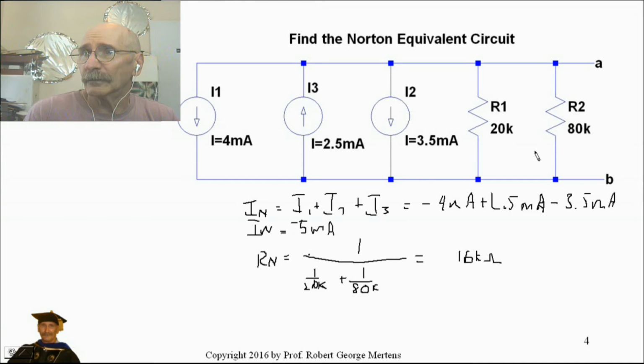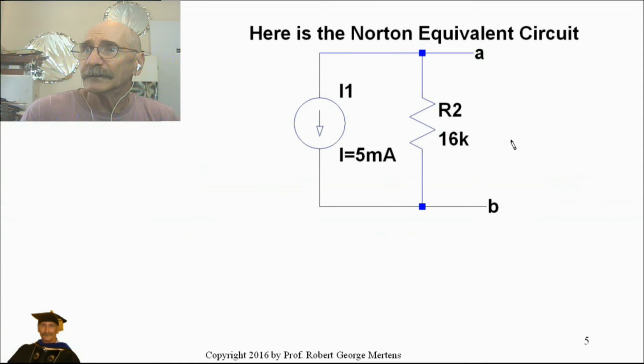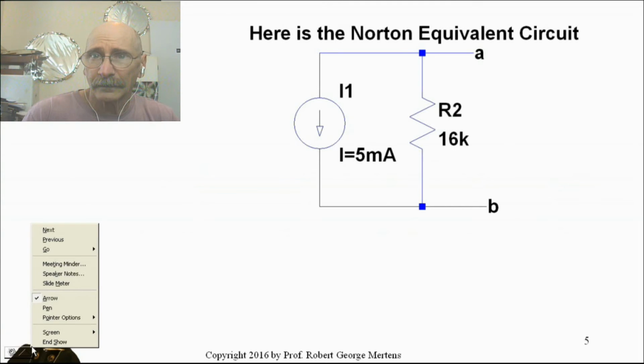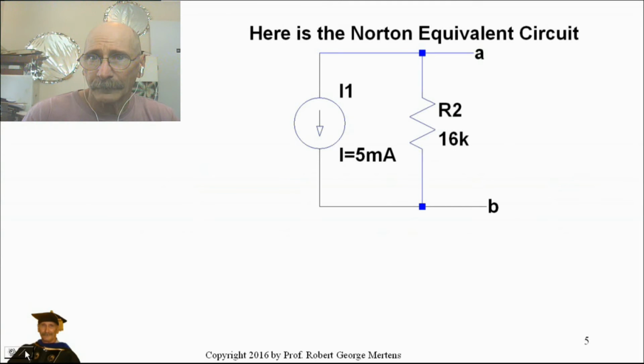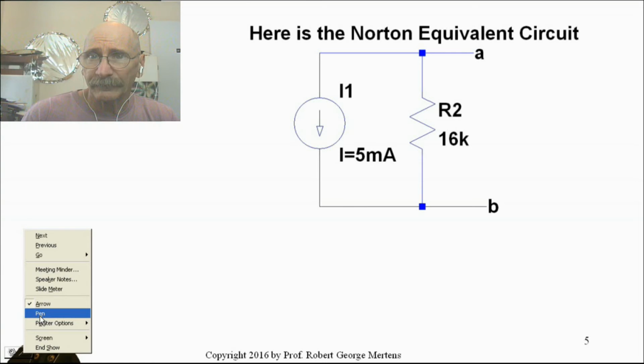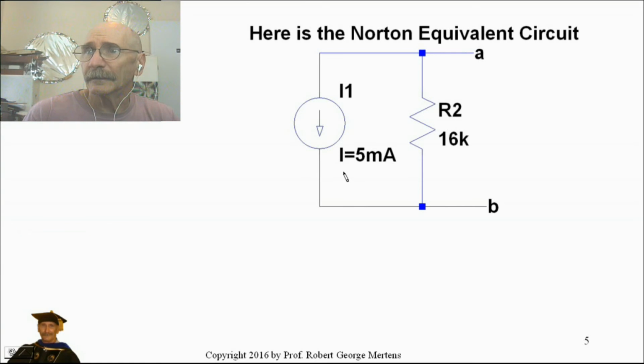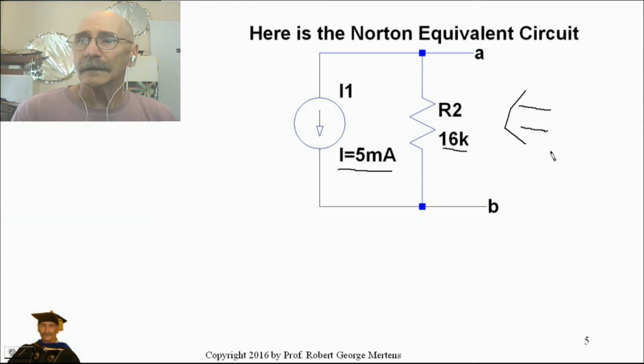And this is going to be all one resistor here, and we get our Norton equivalent circuit, and here it is. So here's our 5 milliamps, and here's our 16K ohm. That's what is seen from terminals, from nodes AB. Right, that concludes this.